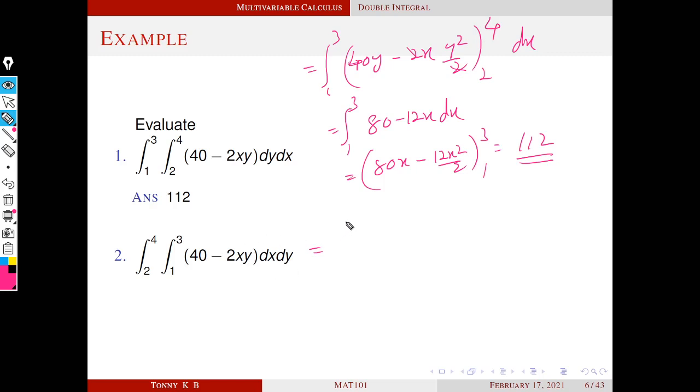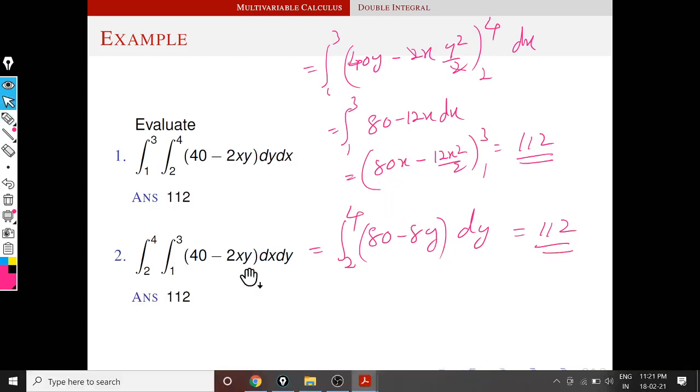So after simplification this becomes integral 2 to 4, and the inside function is 80 minus 8y dy. Okay, again you can integrate this with respect to y. So inside becomes 80y minus 8y square by 2, and the upper limit is 4 and the lower limit is 2. Upon simplification this becomes again 112. Yes, the answer is 112. This is not a coincidence. There is a reason behind this. We are going to analyze this closely. Why do both give the same answer?